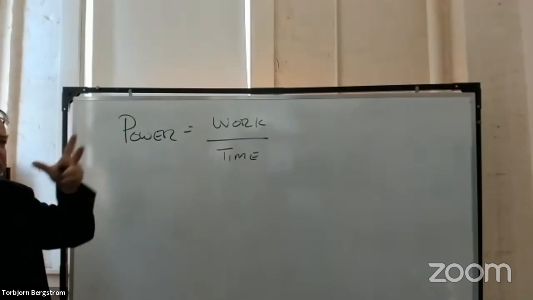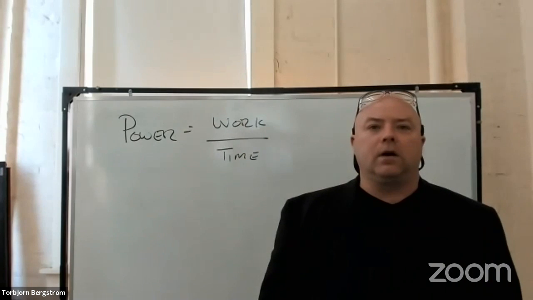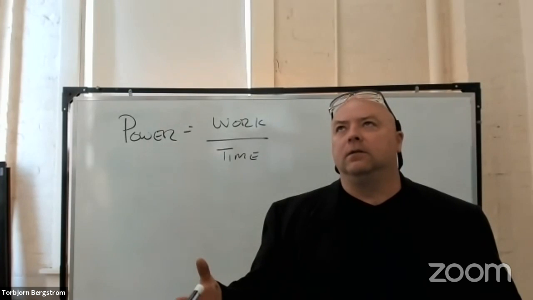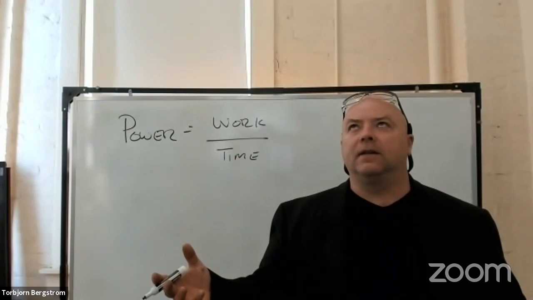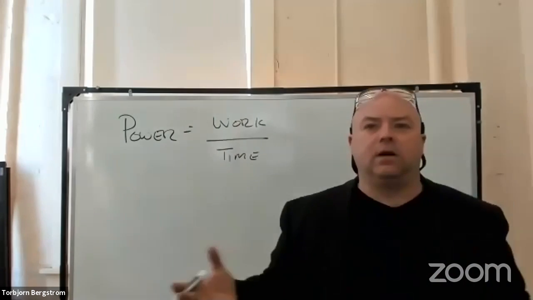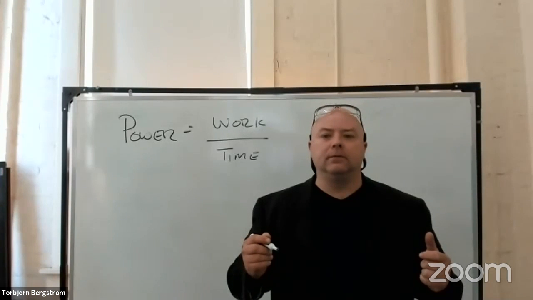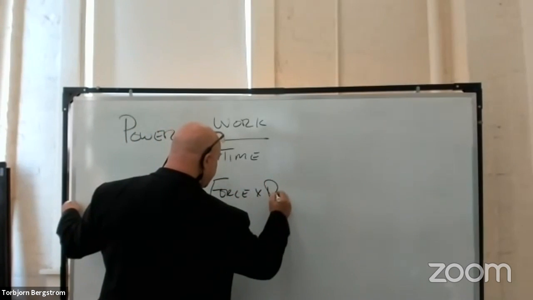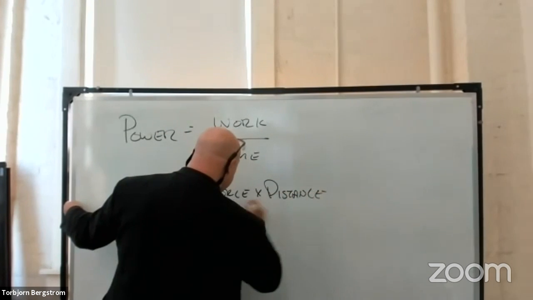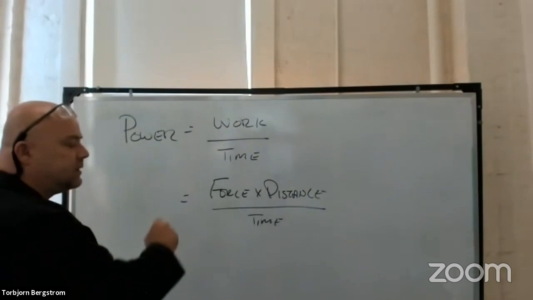We know we can estimate it if we know stuff about the materials and the cutting conditions. And we know that it is work over time. What's work? Schoolwork is sometimes boring, sometimes interesting, sometimes a pain. But what is all work? Somebody shout out. Force times distance. Work is force times distance. So power equals force times distance over time.